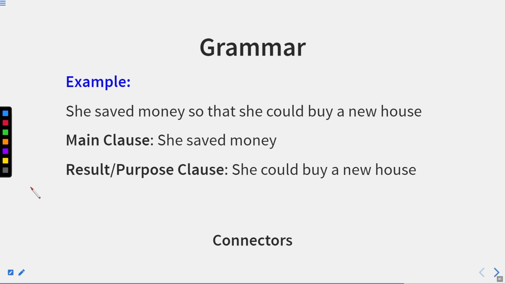For example, she saved money so that she could buy a new house. So the main clause is "she saved money," and the result or the purpose behind it is that she could buy a new house.